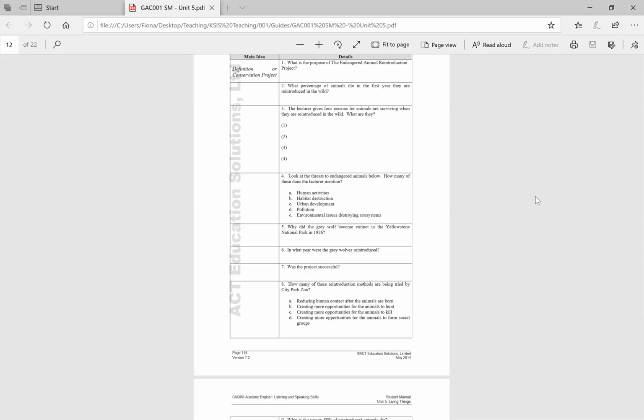So here we have another signposting phrase. He says there are 4 reasons. So we're ready to hear those 4 reasons. 1, 2, 3, 4. See if you can get all of them.